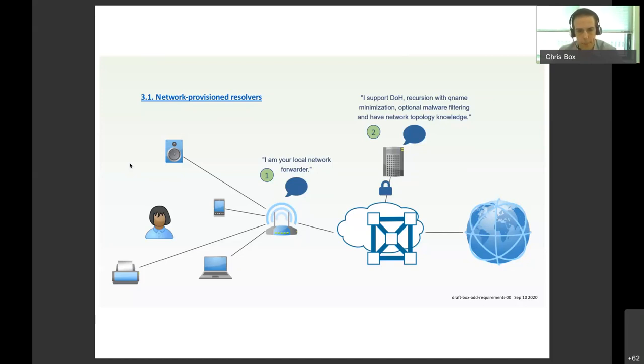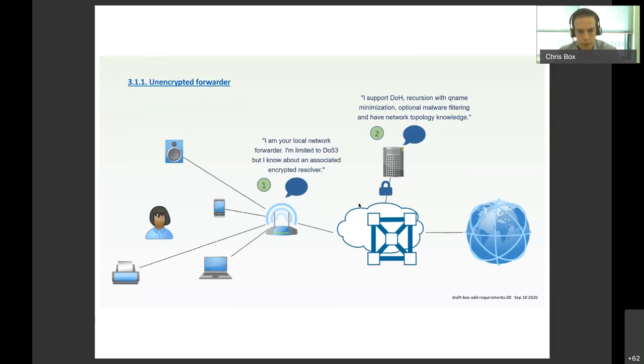Next slide, please. So this is a subsection of the slide we just covered. There are two types that we have currently got in the draft. One is the unencrypted forwarder, and you can guess the other one is the encrypted forwarder. The unencrypted forwarder, for whatever reason, cannot support encrypted DNS, but it wants to enable clients to use encrypted DNS. So somehow there needs to be a mechanism where these clients, if they want to, can move to the associated encrypted resolver, which is here. Then I think that's all you need to say there. So if we go on to the next slide.